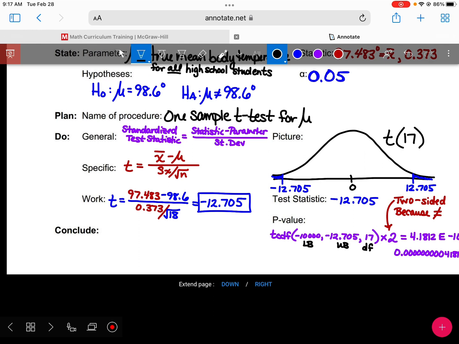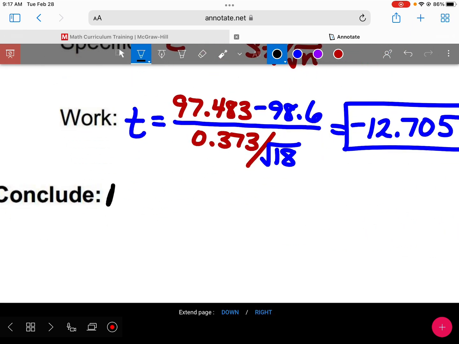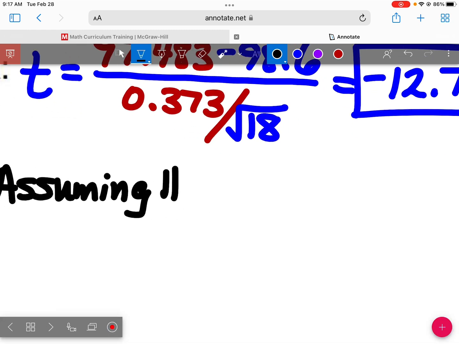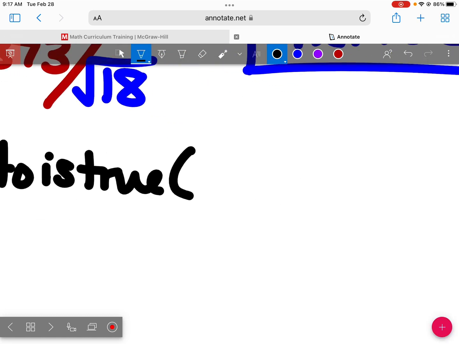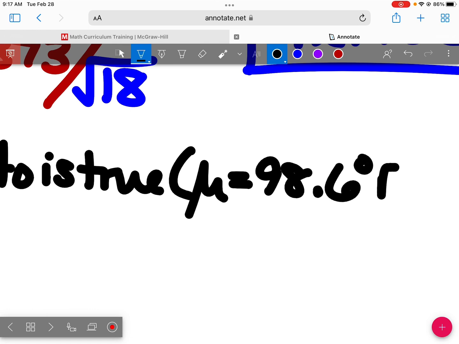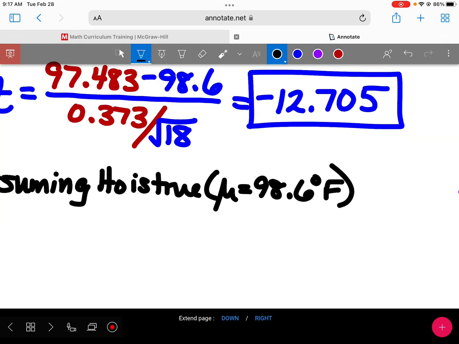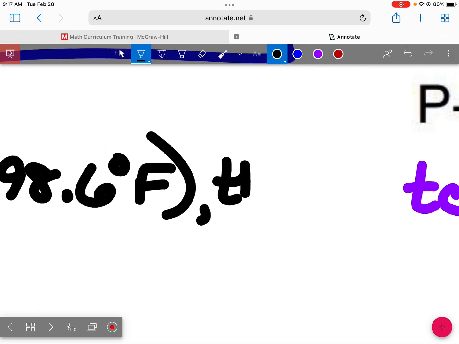Yes. So what we're seeing here, assuming that our null hypothesis is true, assuming H0 is true, and we assumed that mu is equal to 98.6 degrees Fahrenheit, there is this super tiny probability that we're going to see what we got in our sample purely by chance.